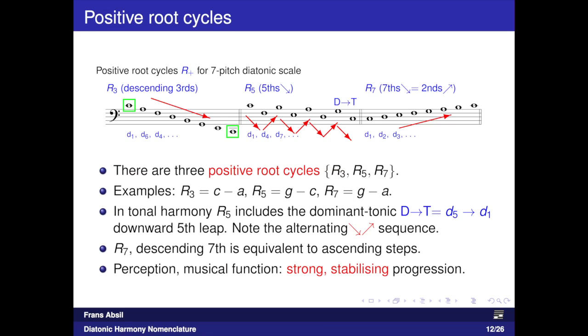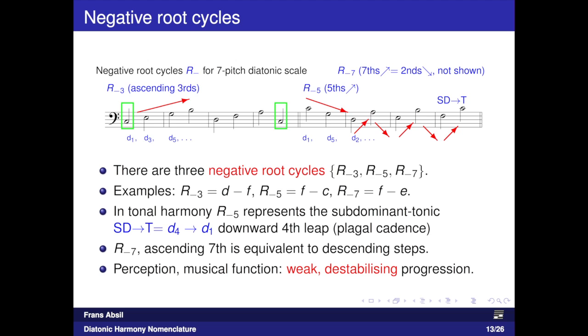On the right we see the third diatonic positive root cycle, which is the R7, which means the descending movement of the root by a seventh, which of course corresponds to an ascending move, a stepwise move of a second. Everyone studying traditional harmony will of course recognize the root cycle R5, the descending fifth movement of the root. However, Schillinger is generalizing this principle into 3 positive root cycles. Chord progressions with positive root cycles create strong progressions with a sense of stability.